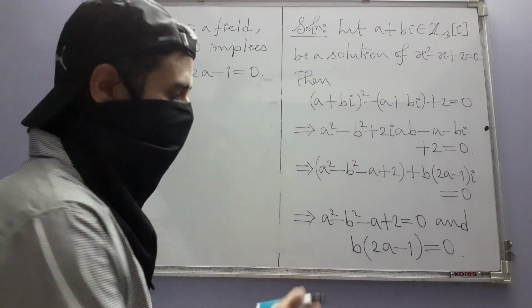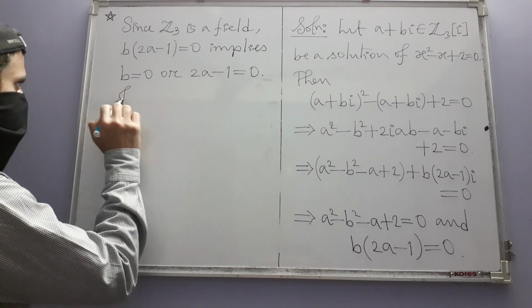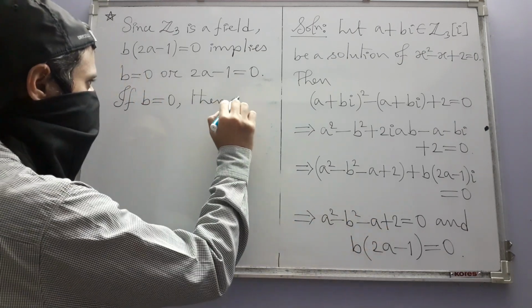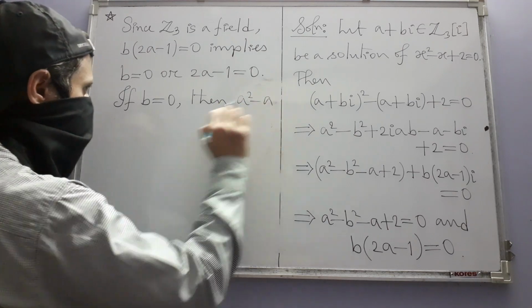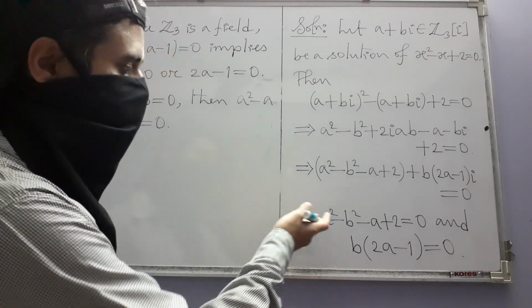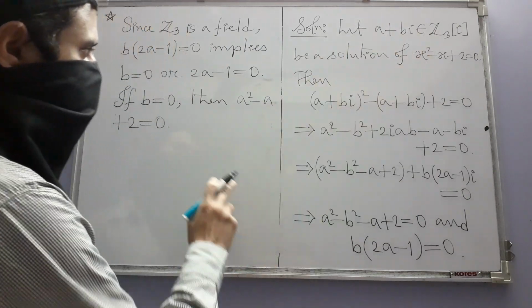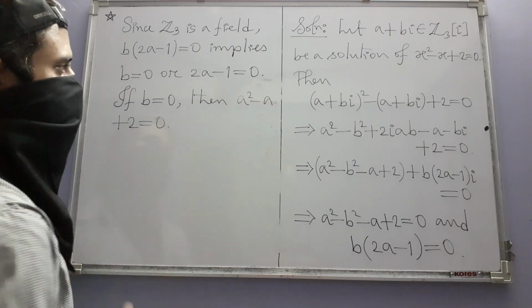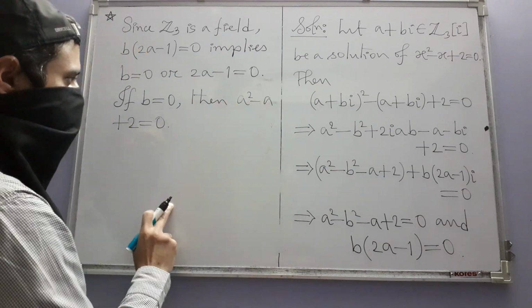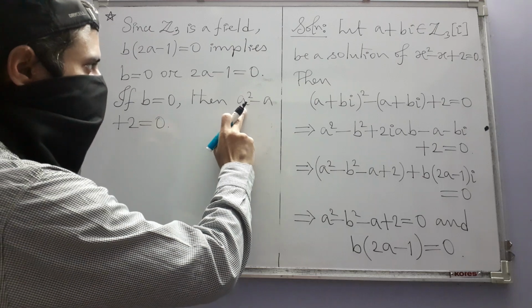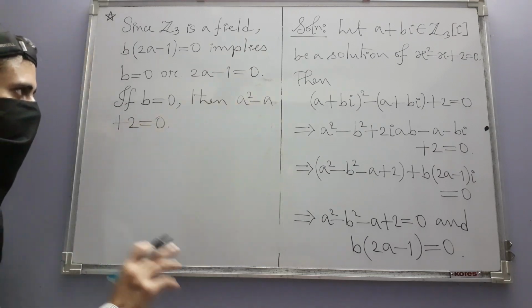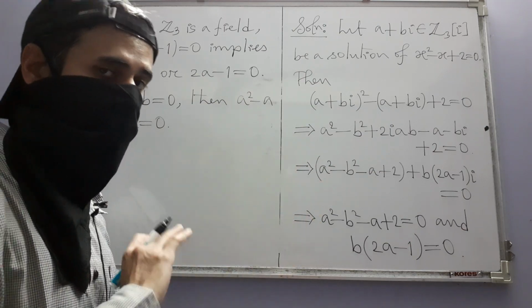Now let us see first of all what happens if b is 0. If b is equal to 0, then this equation reduces to a square minus a plus 2 equal to 0. But you see, this a and b are after all coming from Z3, right? Now there is no element in Z3 that satisfies this equation, because there are only 3 elements in Z3, 0, 1 and 2. You put 0 here in place of a, you get 2. 2 is not equal to 0. You put 1 here, you again get 2, that is also not equal to 0. You put 2 here, minus 2 plus 2, they cancel, and you are left with 4. In Z3, 4 is equal to 1. Again, that is not equal to 0.